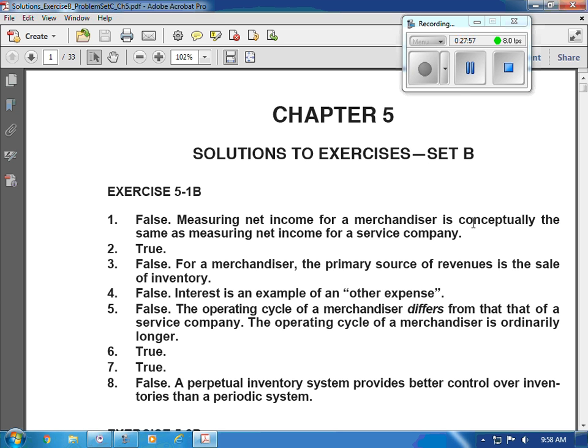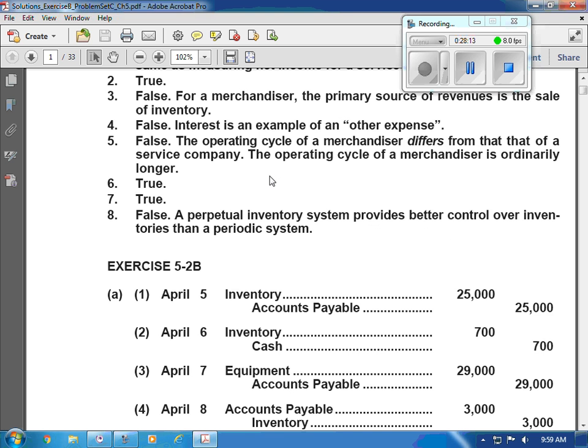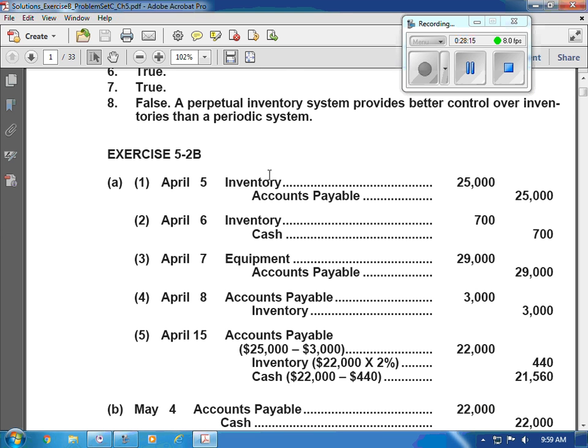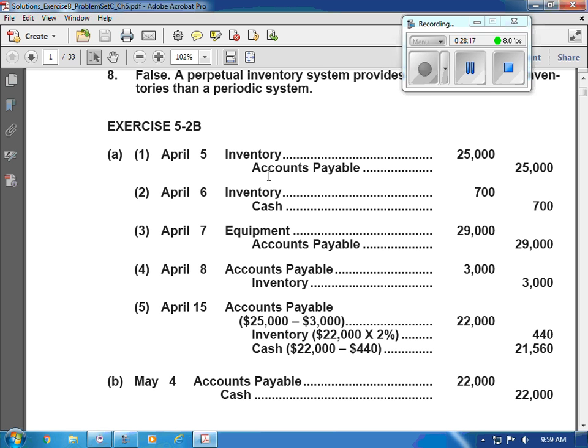No, it's always better to track stuff continuously, from a perpetual standpoint. What questions can I answer about any of that? Other than the number 4 was kind of a weird one. Here are your journal entries. I won't go through them because I did the first time.